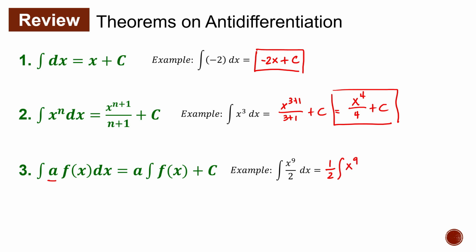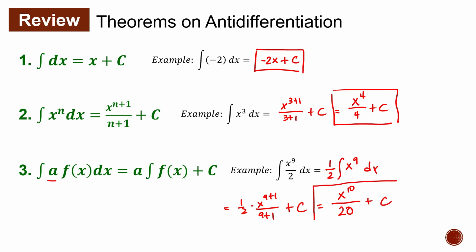So that's 1/2 times the integral of x raised to 9 dx. So that's how we would write this. We applied the third theorem. And this equals 1/2 times x raised to 9 plus 1 over 9 plus 1 plus c. Right? And the final answer is x raised to 10 over, so that's 9 plus 1, which is 10. You multiply that by 2, that will become 20 plus c. There you go.